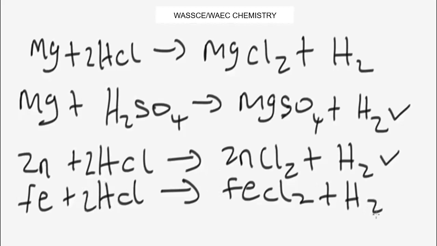Hydrogen is 2, hydrogen is now 2, chlorine is 2, chlorine is 2, iron is 1, iron is 1. So this reaction is balanced.